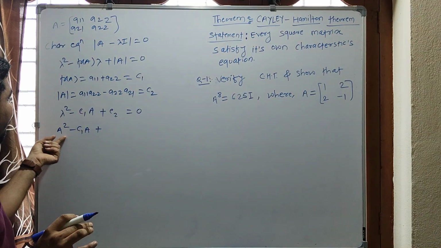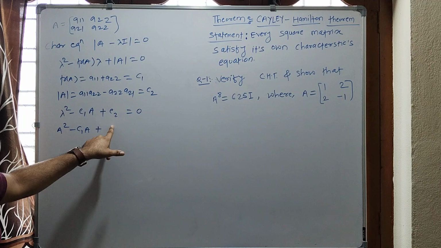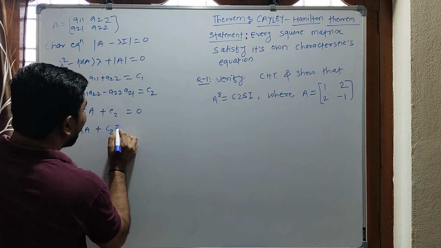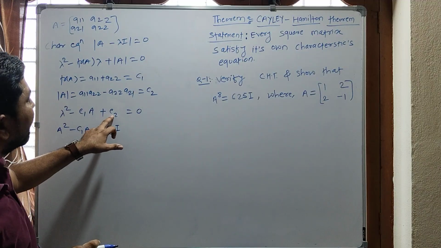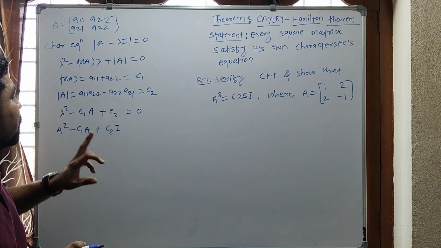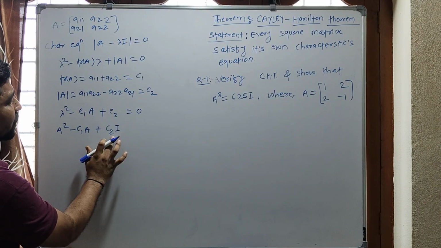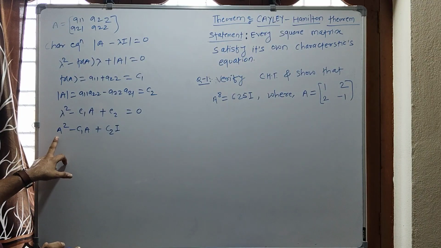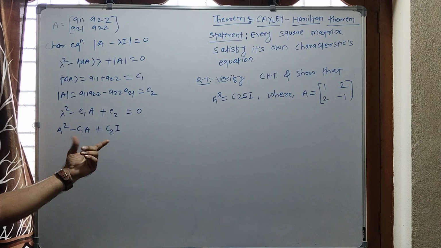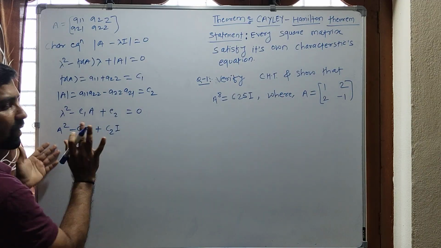Here I am operating on matrices, so this must be a matrix of order 2 cross 2. In place of C2, I am writing C2 into I. Here I am converting this scalar into a matrix by multiplying the identity matrix with C2. So now this is a matrix of order 2 cross 2. After performing this operation, minus and plus, this whole term is a matrix of order 2 cross 2.